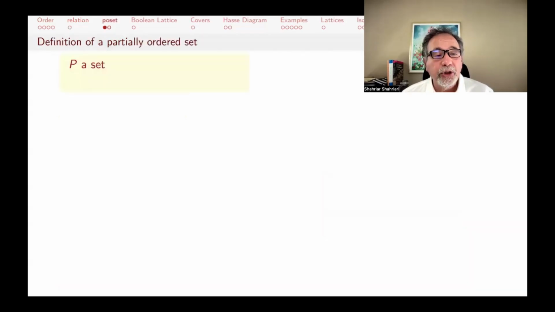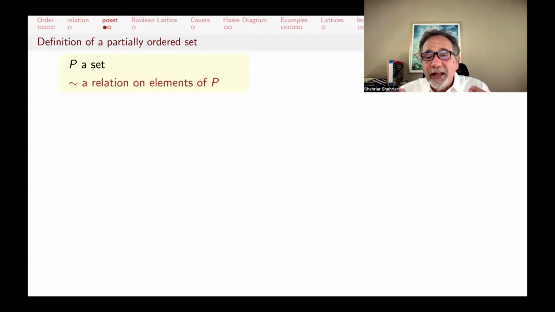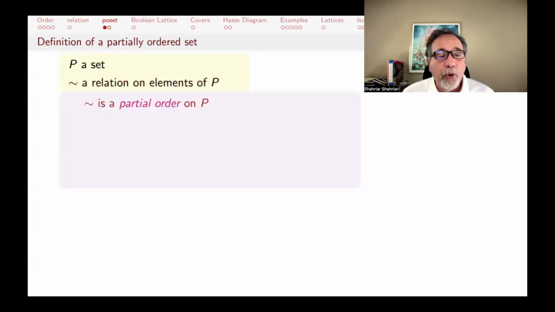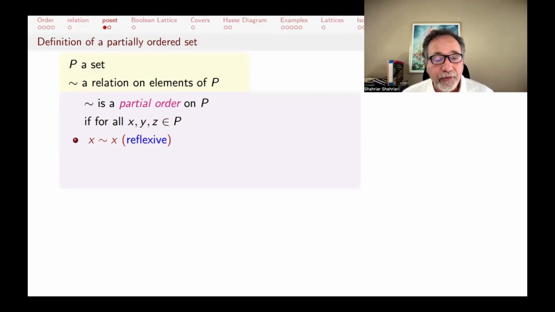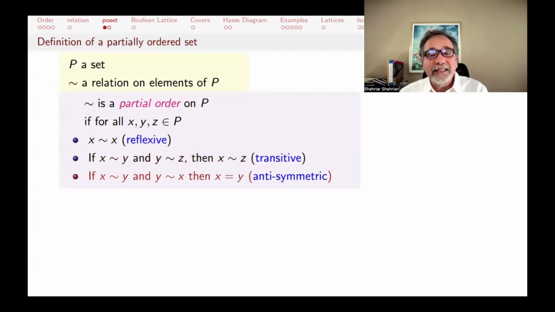Now, what's a partially ordered set? If P is a set and you have a relation on elements of P, all that means is that if you give me two elements, you can tell me if this guy is related to that, or that's related to this, or maybe neither, or both. Then this is a partial order on P if for all elements of P we have the following properties. We have reflexivity: X is related to X. If X is related to Y and Y is related to Z, then X is related to Z, transitivity. And the anti-symmetric property: if X is related to Y and Y is related back to X, then X and Y must be the same.